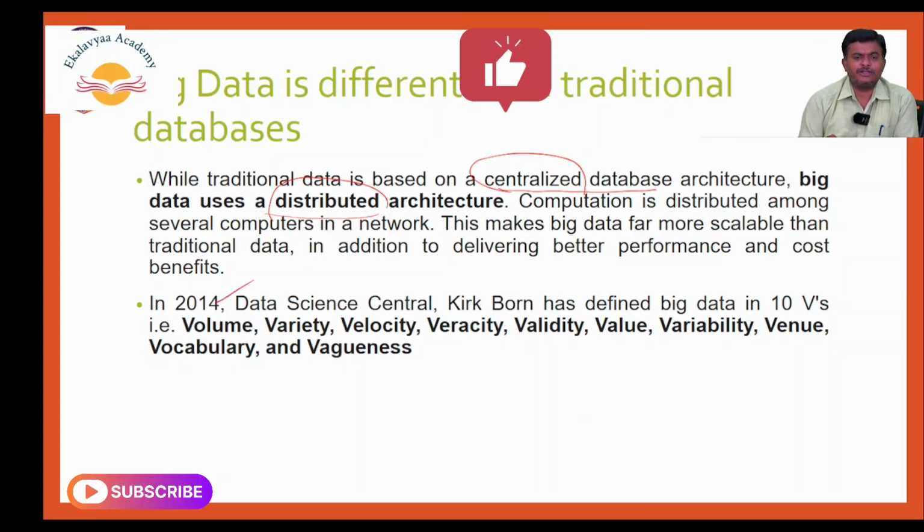In 2014, Kirk Borne of Data Science Central defined big data in 10 ways: volume, variety, velocity, veracity, validity, value, variability, venue, vocabulary, and vagueness.